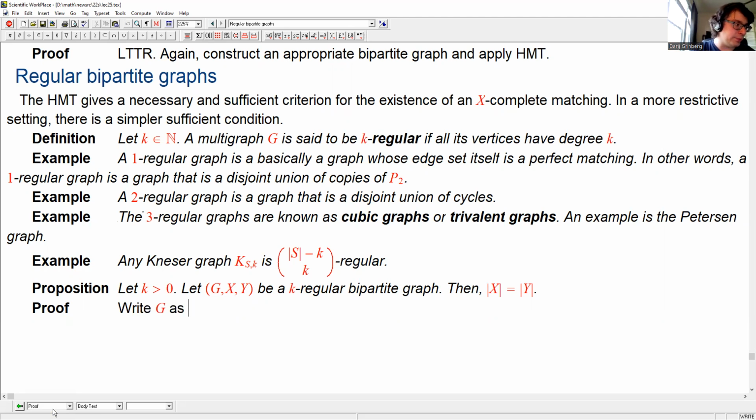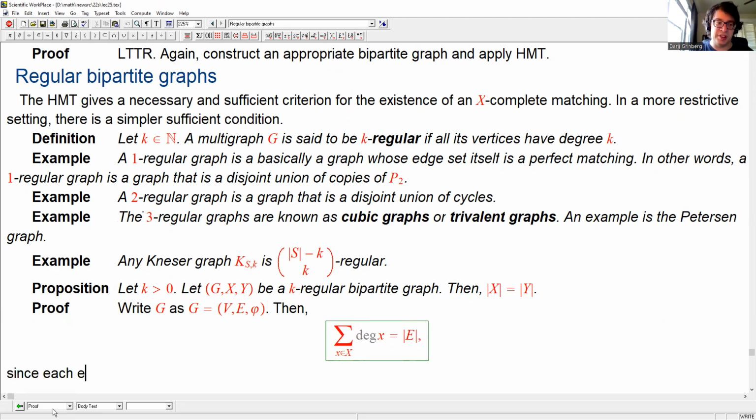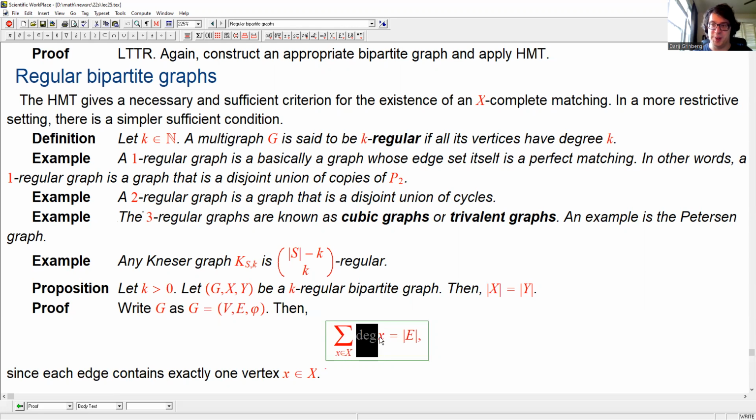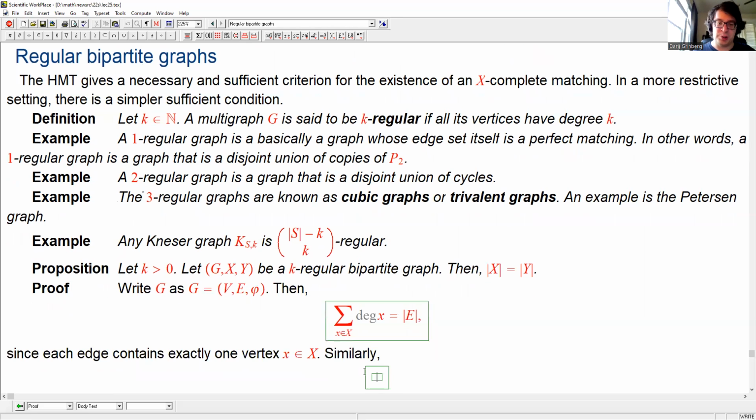Write G as G equals (V, E, phi). Then the sum of the degrees of the left vertices is the number of edges, because each edge contains exactly one left vertex. This is very similar to the handshake lemma from long ago. You're double counting the number of edges. Each edge contributes to exactly one of those degrees, so the sum of those degrees is the number of edges.